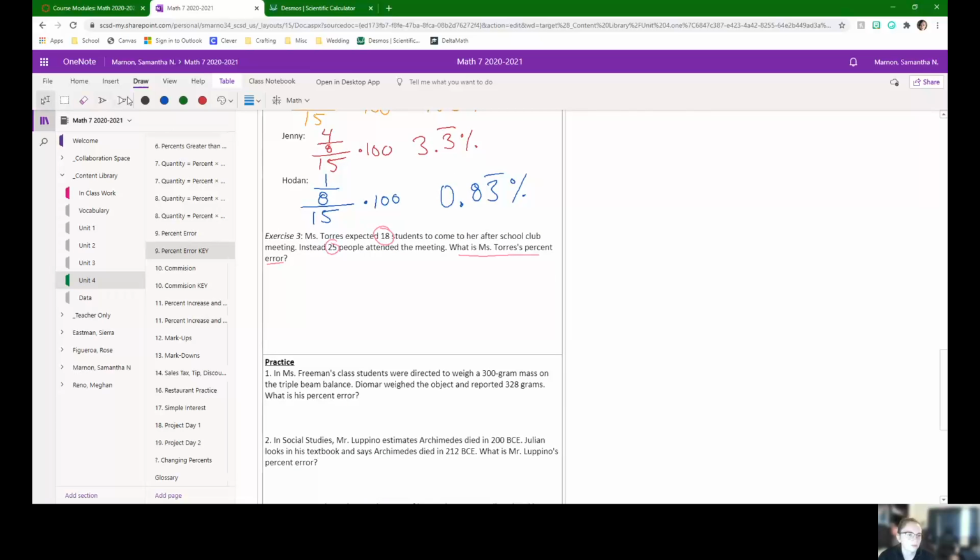So let's get back to my pen here. So the absolute value, the actual was 25 minus her estimated, which was 18. That's all an absolute value, divided by the actual, which was the 25 that really came, times 100. So pause the video and practice typing this in your calculator.